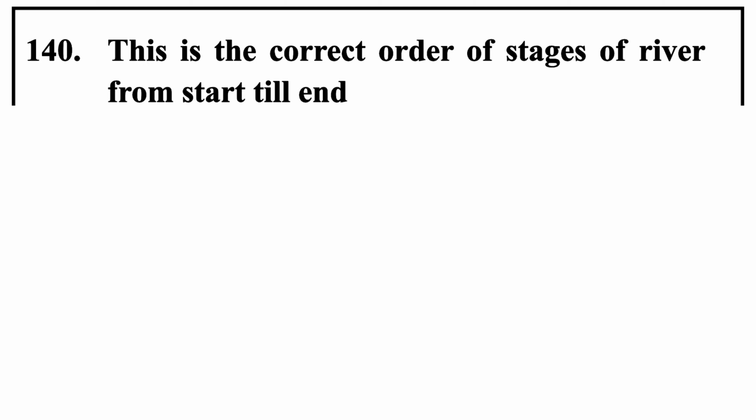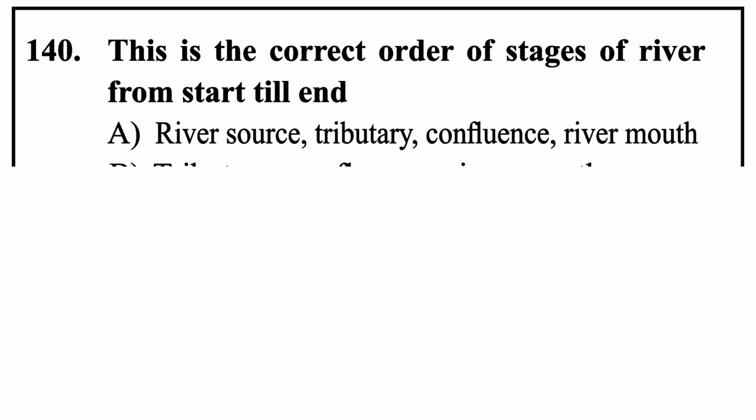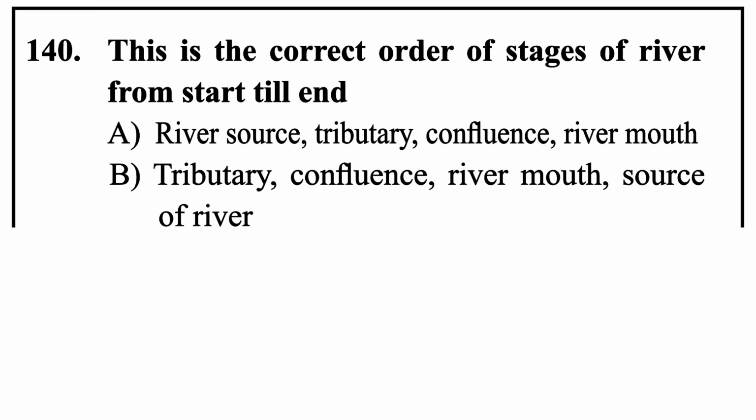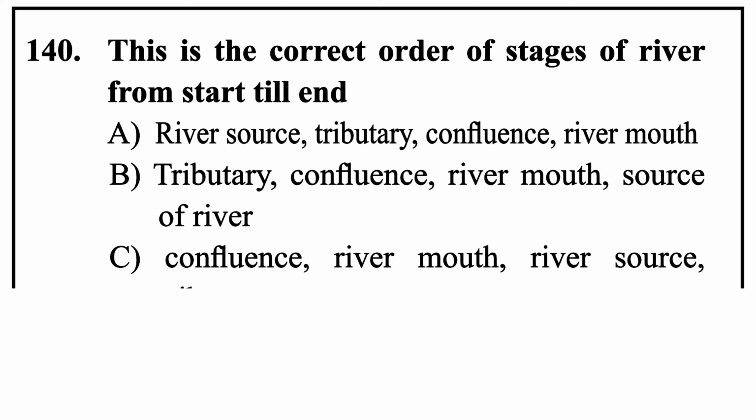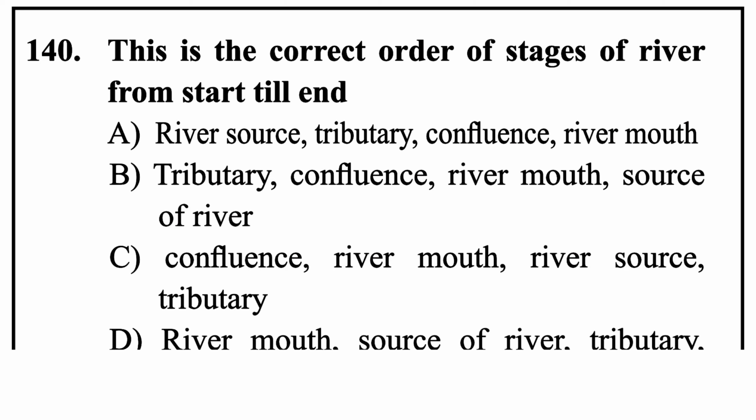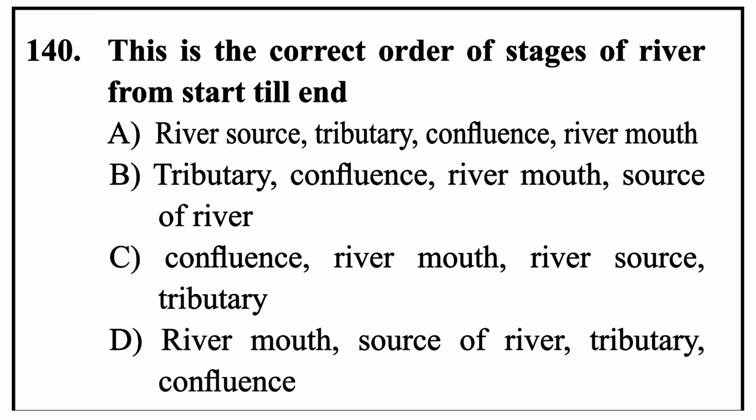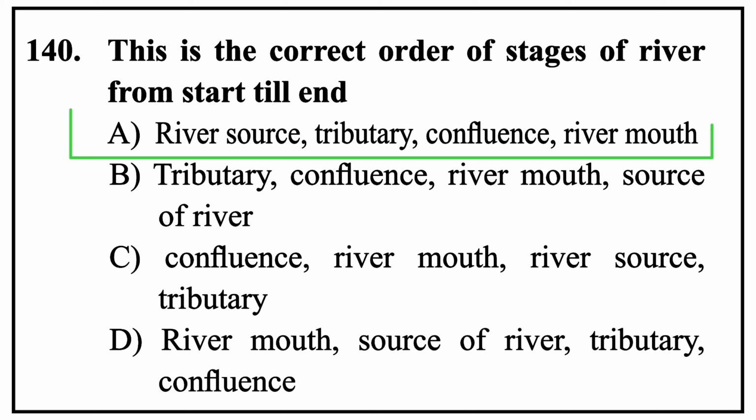140. This is the correct order of stages of river from start till end. Option A: river source, tributary, confluence, river mouth. B. Tributary, confluence, river mouth, source of river. C. Confluence, river mouth, river source and tributary. D. River mouth, source of river, tributary and confluence. Here A option is right, river source, tributary, confluence, river mouth.